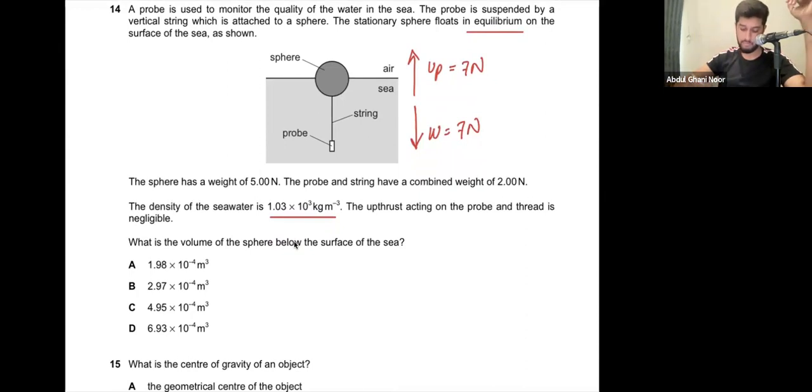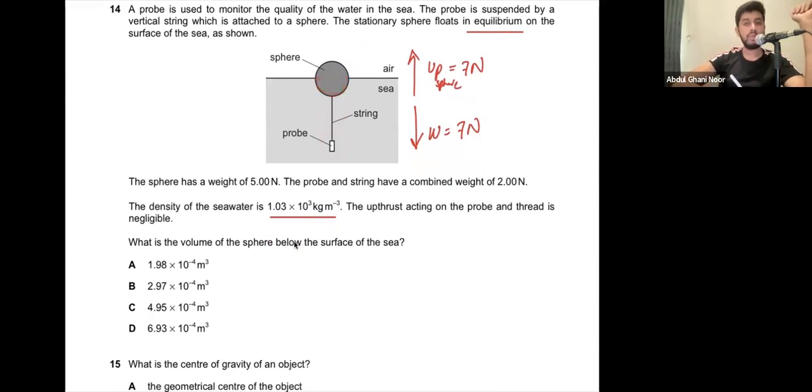The upthrust on the string on this probe is negligible. जो भी upthrust है वो sphere पे लग रहा है. This is the upthrust on the sphere. What is the volume of the sphere below the surface of the sea? ये कितना volume sea के अंदर है?